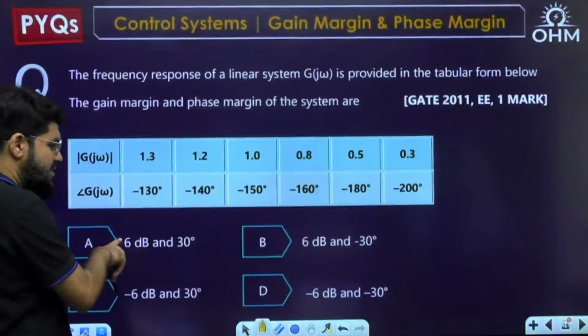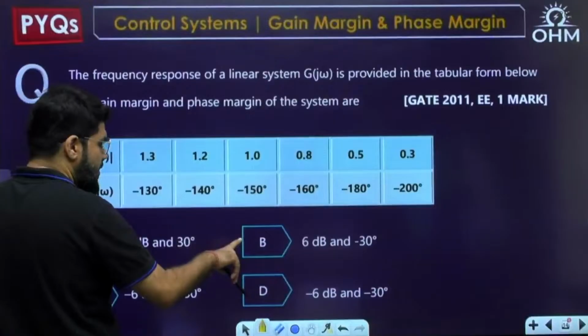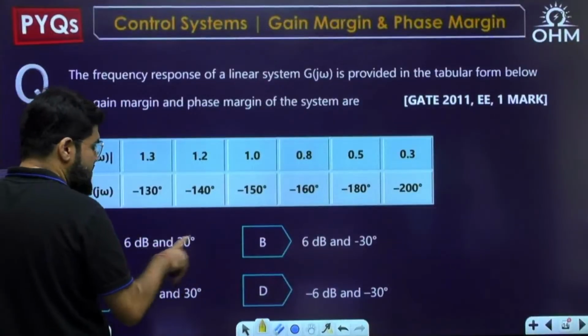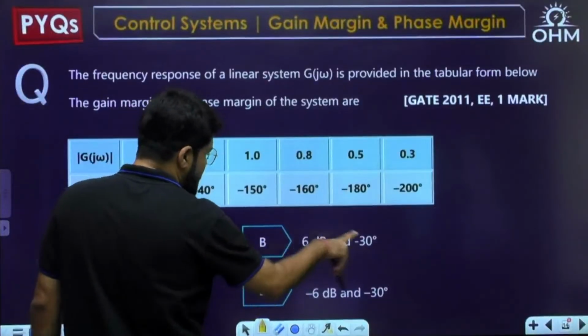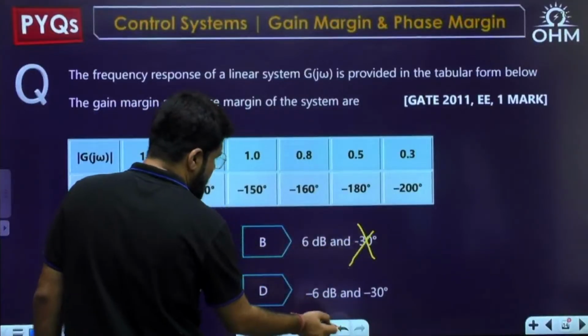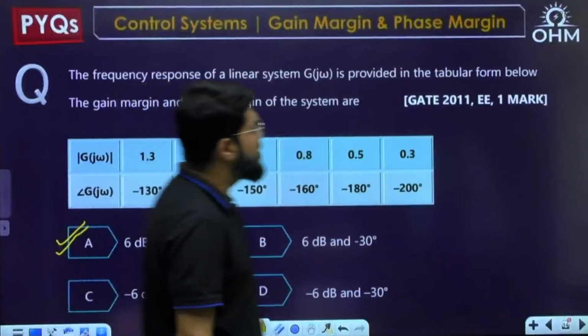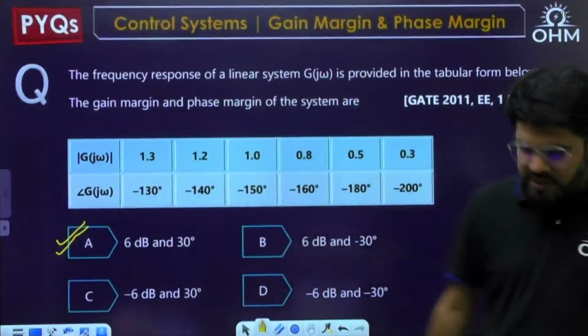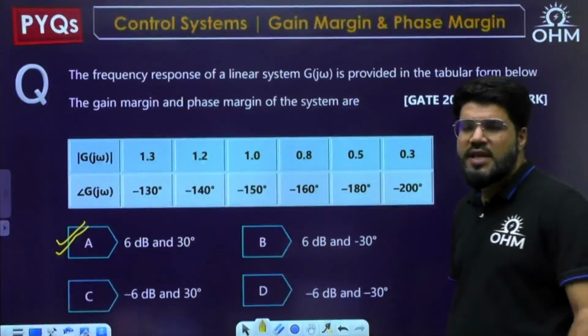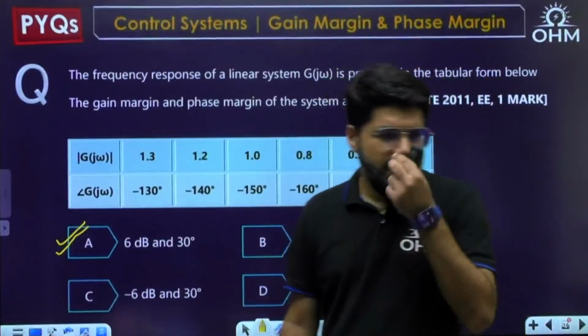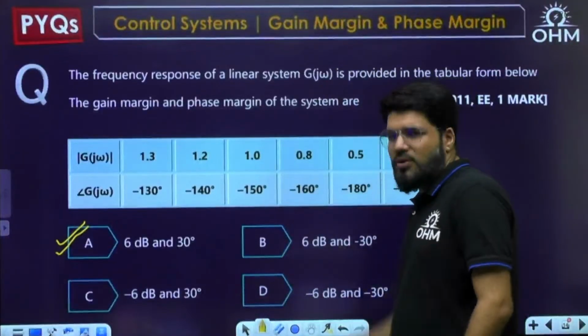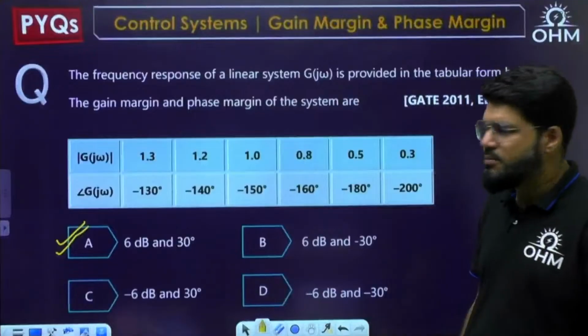Gain margin is 6 dB, so the option is A or B. Gain margin and phase margin are of the same sign. Gain margin positive and phase margin negative is never possible. So we can stop our question here. Answer is A. It's a GATE 2011 EE 1 mark question. Answer is A because both are of the same sign; they cannot be of opposite sign. But still, let me explain.